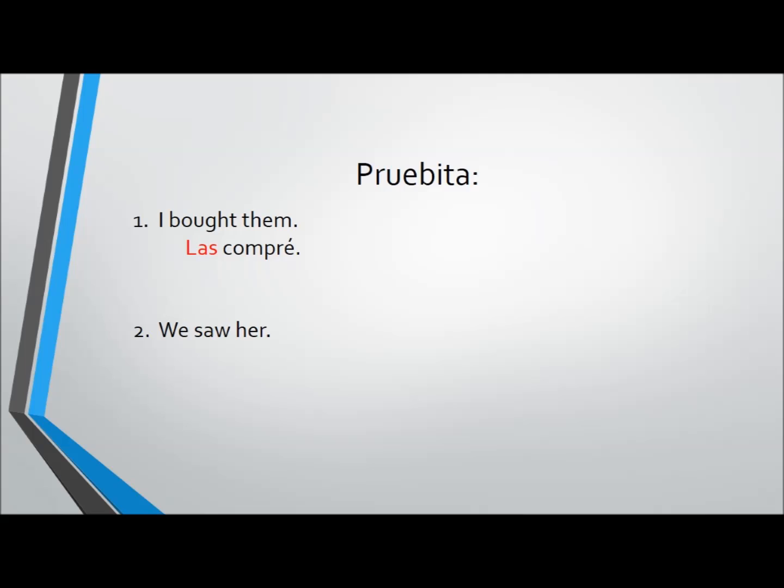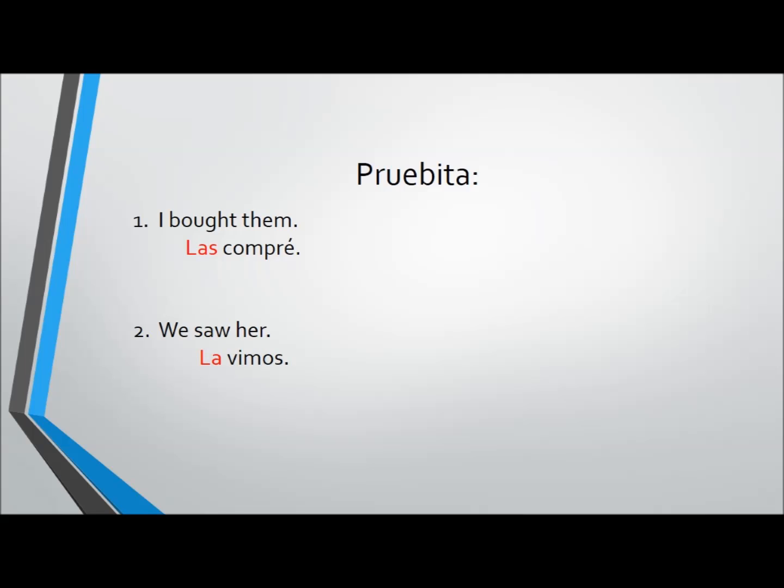We saw her. Well, we don't know who her is, but we know that it's a female. We saw is, of course, the preterite of ver, so we could say vimos is we saw. Now, since her is a person, you say vimos a ella, or let's just use the direct object pronoun. Is it lo, la, los, or las? If you said la vimos, you are absolutely correct.